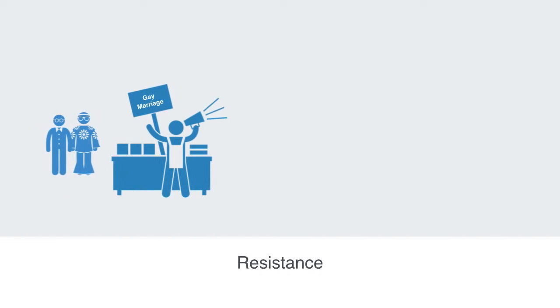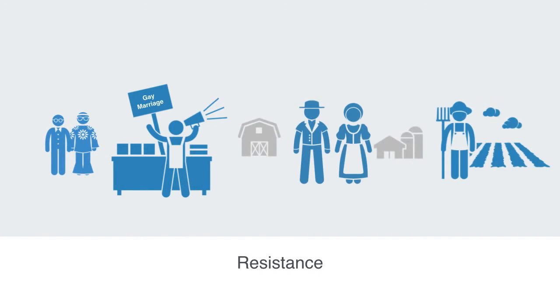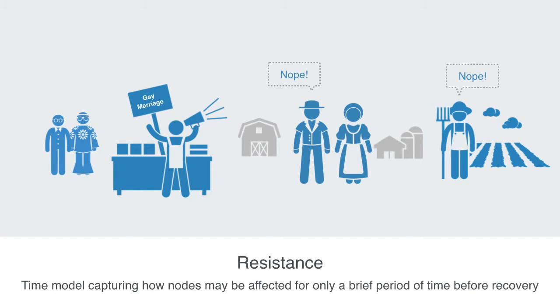Inversely, we need to think about how resistant the nodes in the network are to the spreading of this phenomena. Imagine trying to promote gay marriage in some conservative rural community. No matter how infectious your campaign might be, it is unlikely to take off, and this is due not to your failures, but to the resistance of the other nodes in the network to this particular phenomena. We might also add time to our model here, capturing how nodes may be infected for only a brief period of time before recovery, as would be the case with the spreading of many diseases or some trend in fashion.